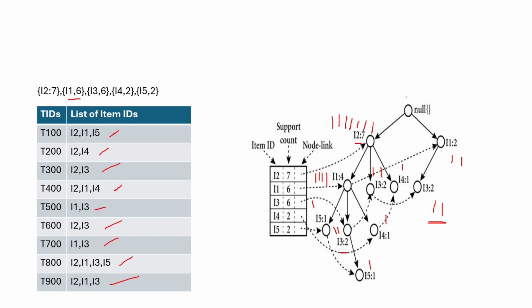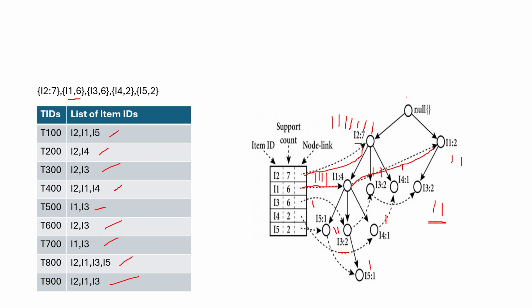Then what's happening is I'm just linking each node to its corresponding nodes. So I2, I'm just linking here, and then all those 7 I have here. Then if I come to I1, I'm linking to I1 here, and then do I have I1 anywhere else? Yes, I have one here. So from there I'm linking here.